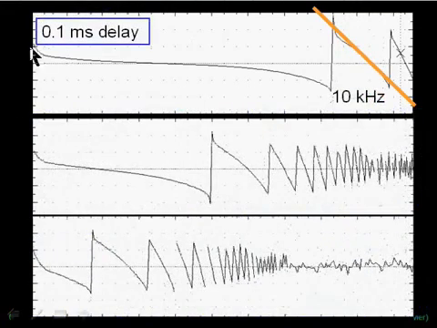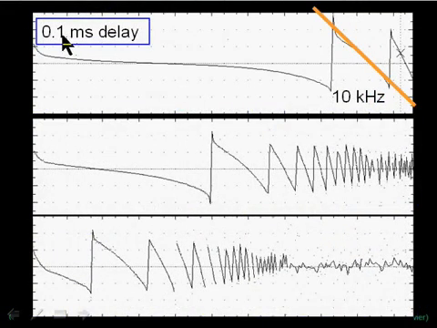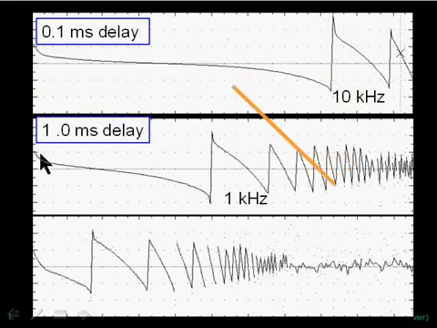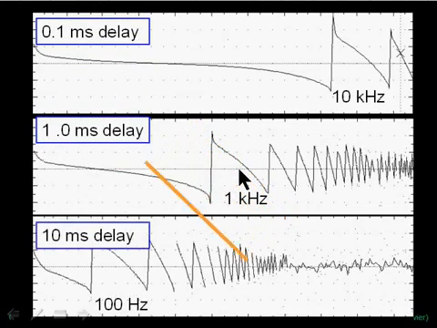In this example, we start with 0.1 milliseconds of delay, which is one wavelength at 10 kilohertz. And you can see the slope angle going down at about a 45-degree angle. The same picture appears in the middle of the screen at 1 kilohertz when we put in 1 millisecond of delay, which is also one wavelength. 10 milliseconds of delay creates the same picture at 1/10 the frequency, 100 hertz. So that is a picture then of one wavelength of delay.